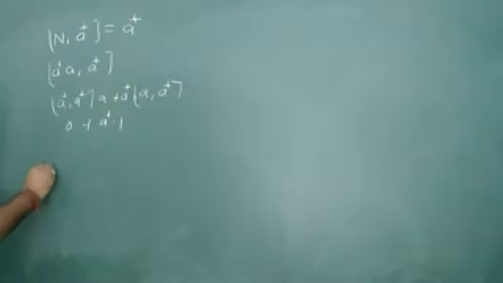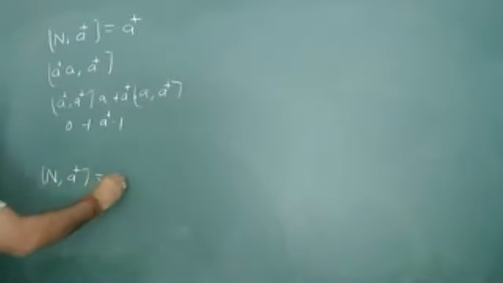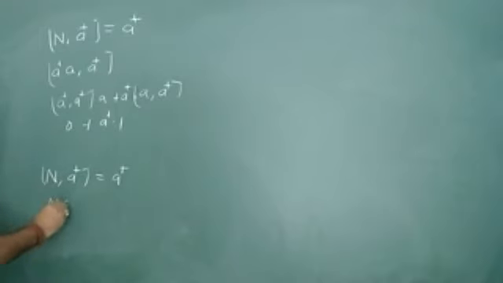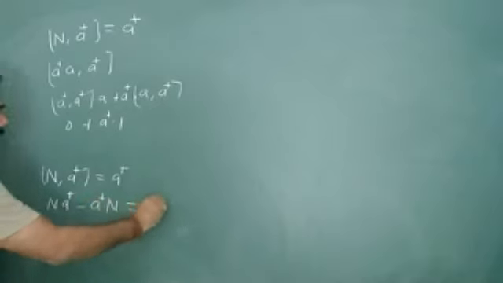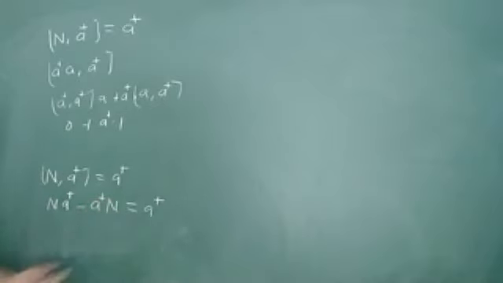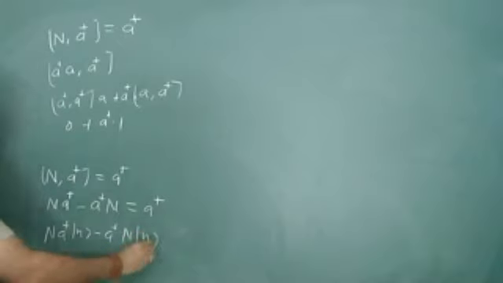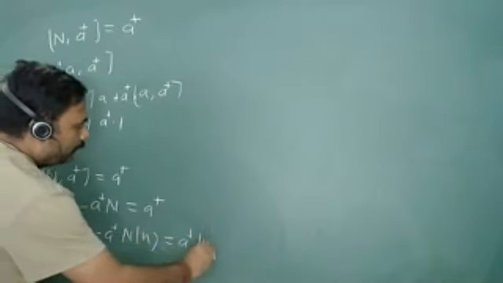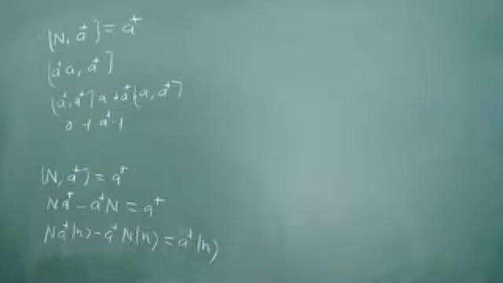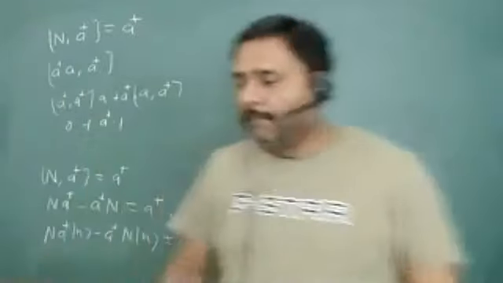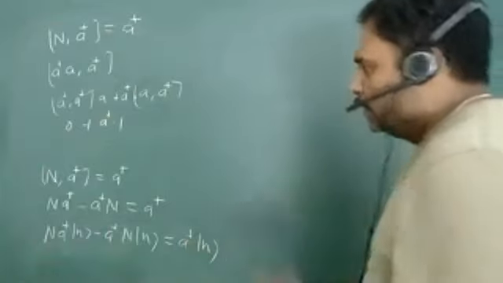Now again I am just repeating the same thing. N A dagger minus A dagger N is equal to A dagger. What I will do is again operate on the ket n on both sides. So we have N A dagger n minus A dagger N n is equal to A dagger n. And now you can figure out how we can calculate this thing.